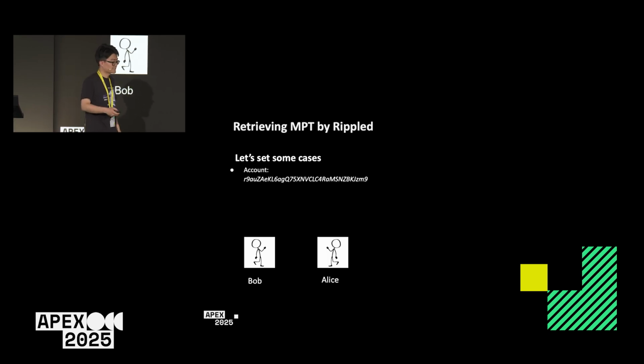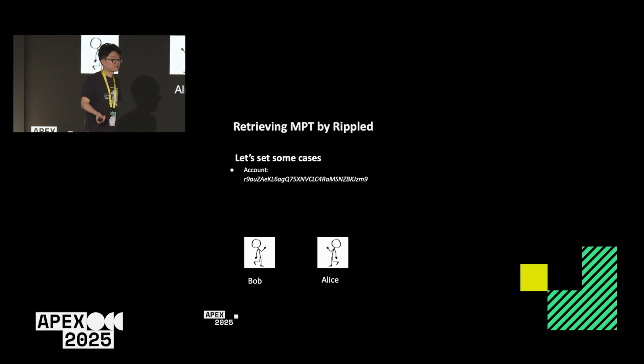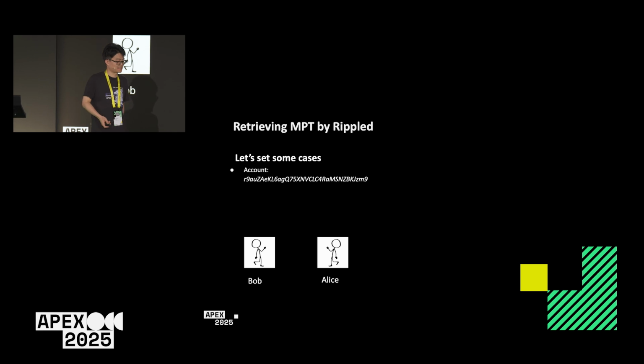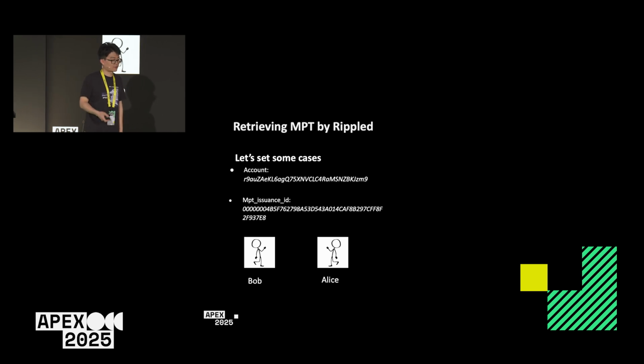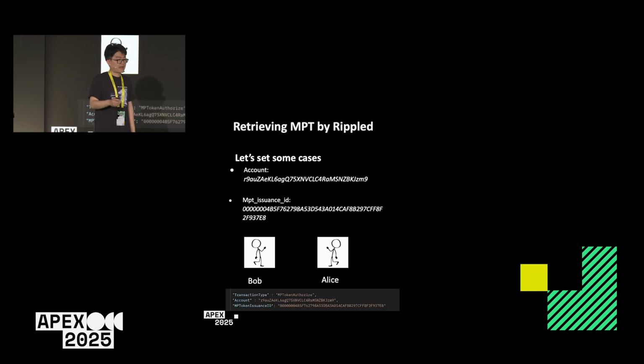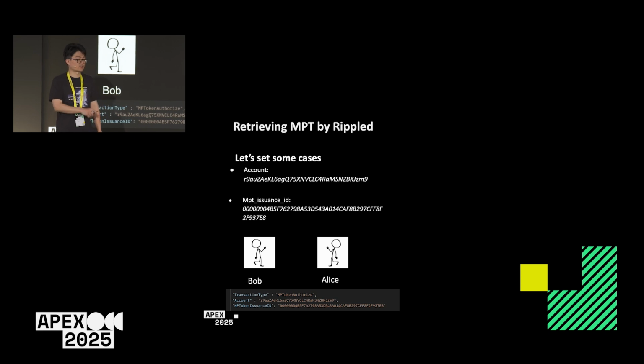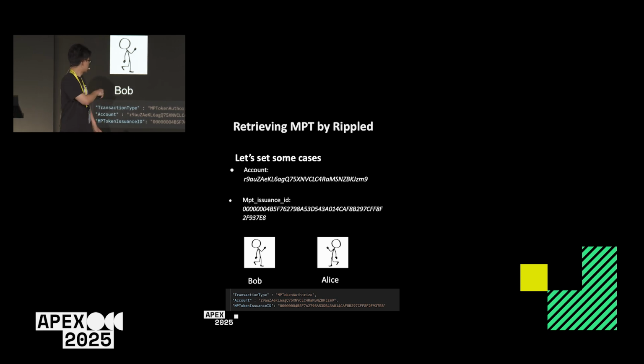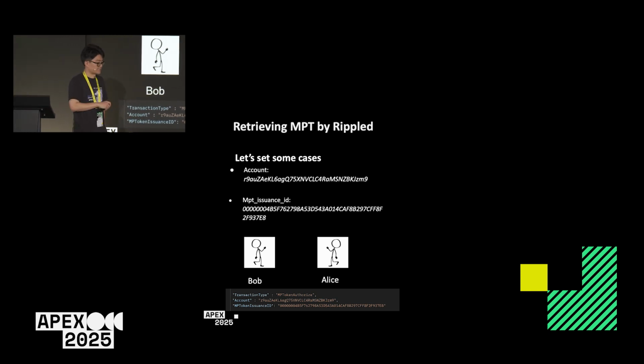Now, in comes Alice, and Alice, being one of Bob's friends, wants to create some MPTs and send them to one of her friends. So Alice would go ahead and create an MPT, and let's say that MPT ID is this one. First, Bob must authorize to receive this particular MPT, right? As you can see here, this is basically what Bob sends in.